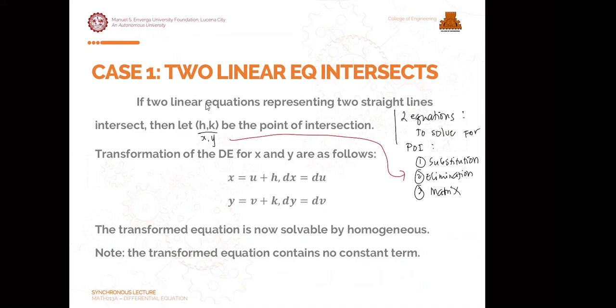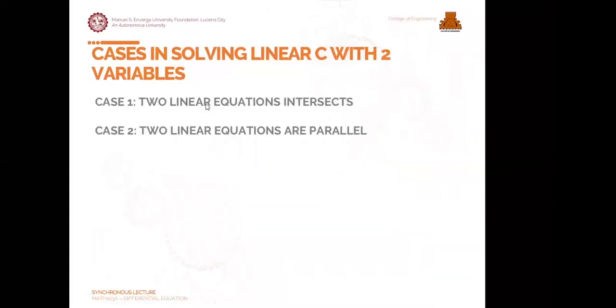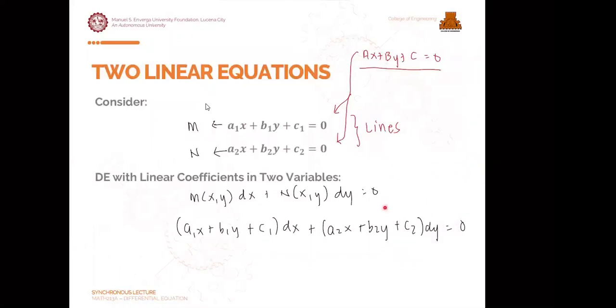Gagawin natin yung transformation natin para ma-simplify natin yung given differential equation natin with two linear equations is to let yung x variable natin as u plus h. Okay? So, u is another variable plus h. Yung h natin is yung x coordinate ng point natin. And then yung y, sasubstitute natin v plus k. Okay? So, yung k is yung y dito sa point na to. Then, kunin natin yung derivatives. Then, itong nakuha natin to is sasubstitute natin dito sa equation to. Okay?